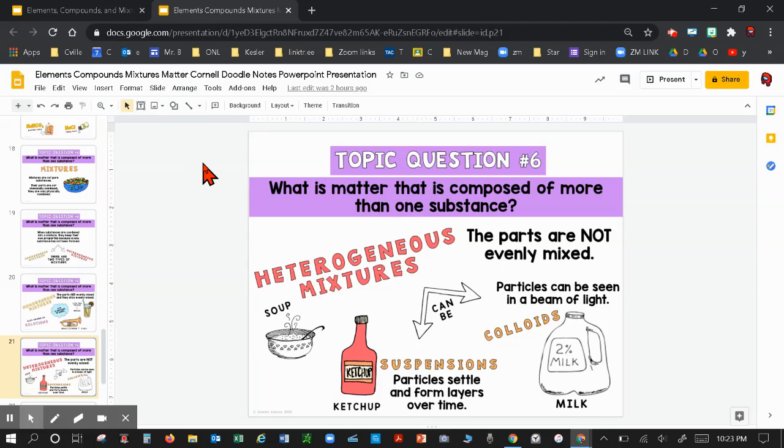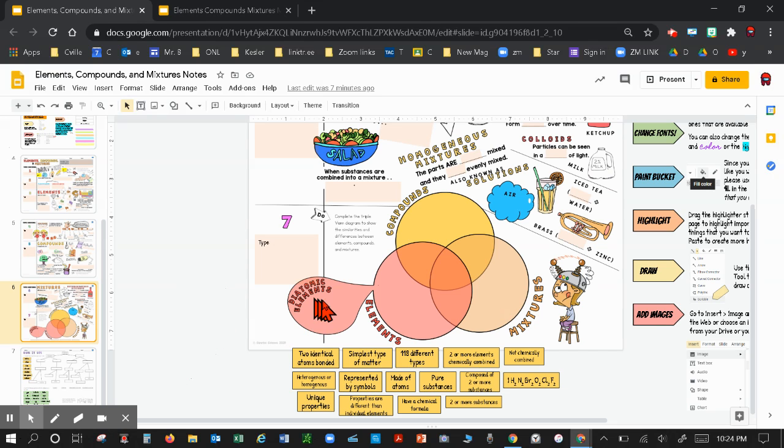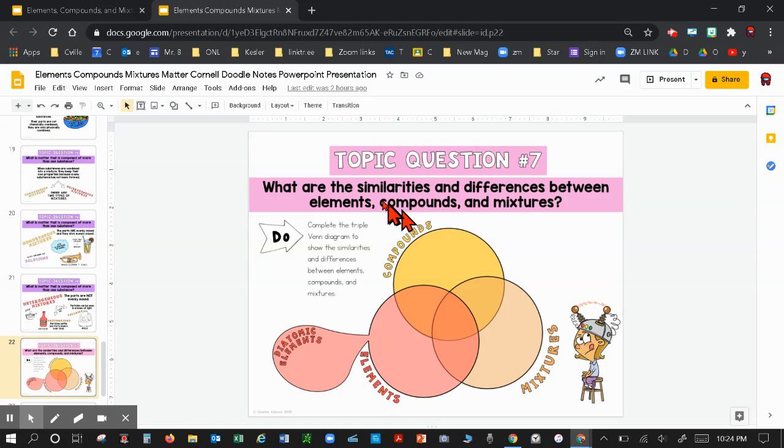Okay, so topic number 7. We're in our final one here. What are the similarities and differences between elements, compounds, and mixtures? So, what I'd like you to do here is complete the triple Venn diagram that shows the similarities and differences between elements, compounds, and mixtures. You'll notice the very bottom of your screen, don't forget to type in your question right here, the topic question. What are the similarities and differences between elements, compounds, and mixtures?